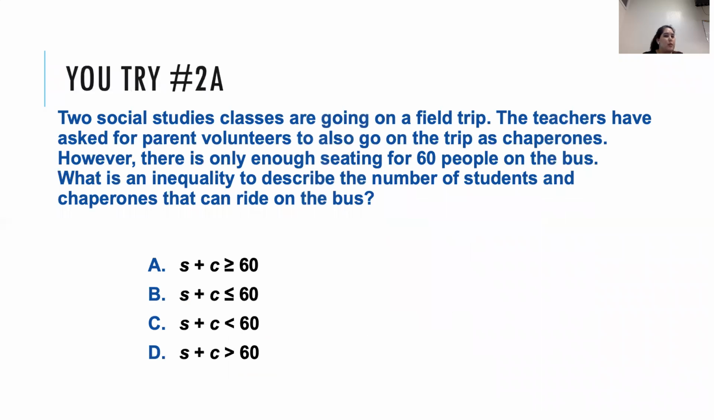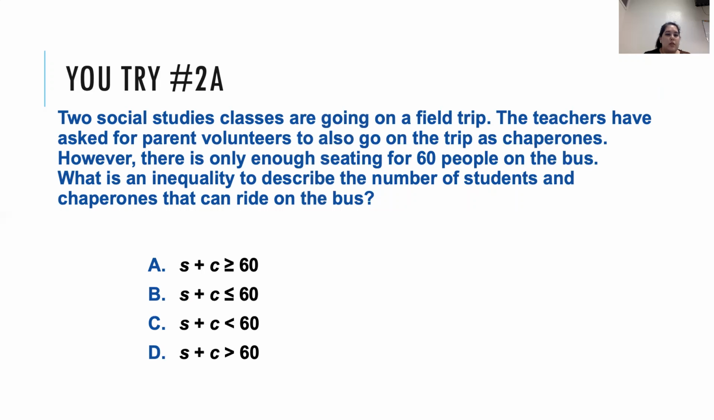All right, here's You Try number 2. We have 2 social studies classes that are going on a field trip. The teachers have asked for parent volunteers to also go on the field trip as chaperones. However, there's only enough seats for 60 people on the bus. What is the inequality to describe the number of students and chaperones that can ride the bus? So we're going to use S for students and C for chaperones. So go ahead and try that one.